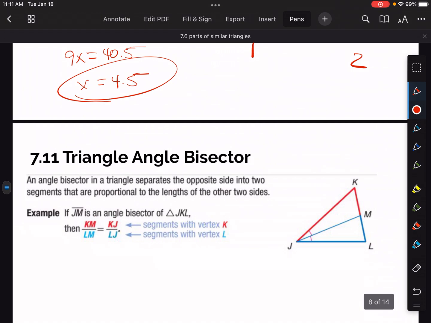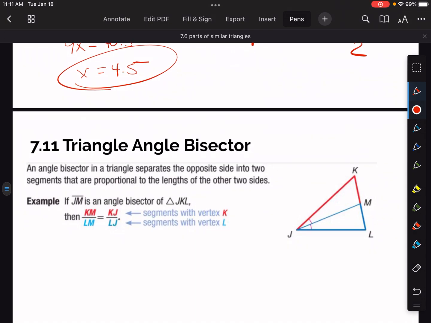Lastly here, we have the angle bisector theorem that says, if an angle bisector in a triangle separates the opposite side into 2 segments that are proportional to the lengths of the other 2 sides. So if you have an angle bisector, here that would be considered JM. If that is an angle bisector, then you can say that KM, which is this piece right here, over LM, okay, so it's the part that it's splitting, KM over LM has to equal KJ over LJ. All right, so that's the triangle angle bisector theorem 7.11.